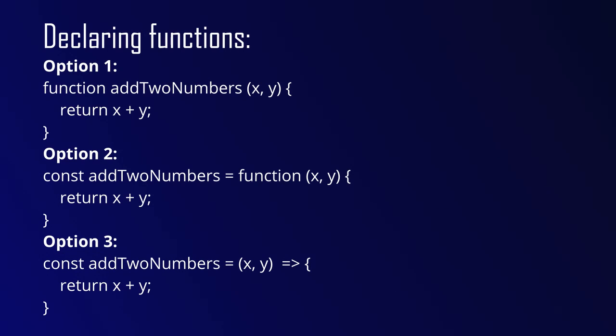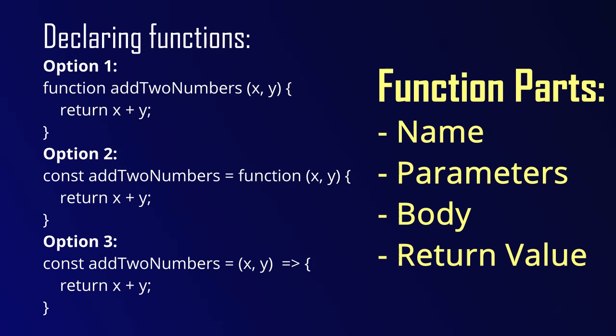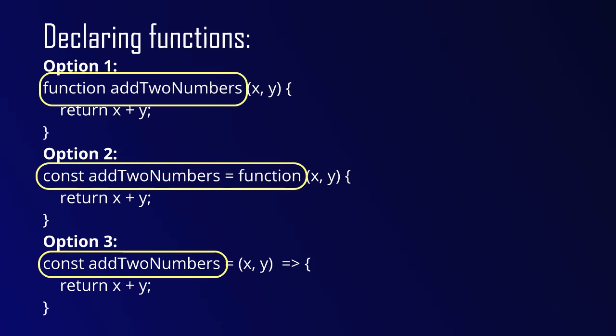Let's assume you want to make a simple function that adds two numbers together. Such a function can be declared in one of three ways, which you can see on the screen. In each of these function declarations, there are four major parts: the function name, the parameters, the function body, and the return value. The function name works in the same way as variable names, so that shouldn't be too surprising for you.